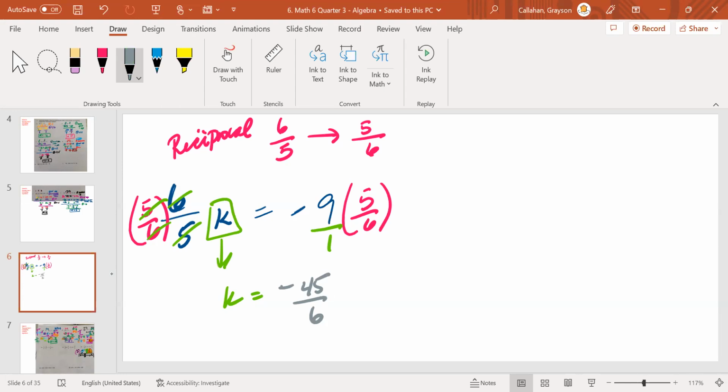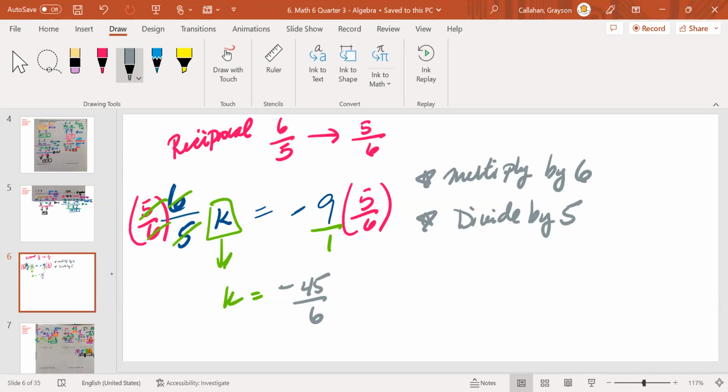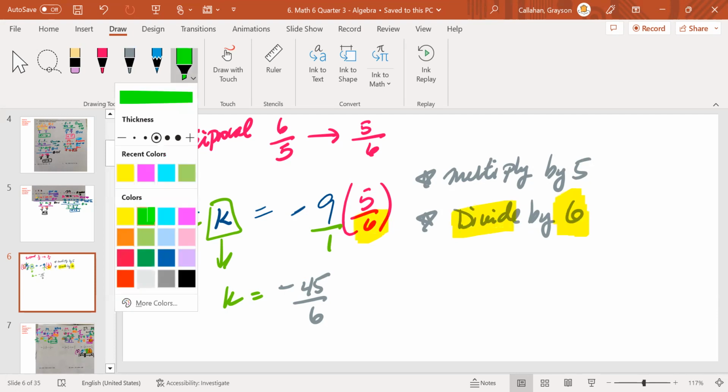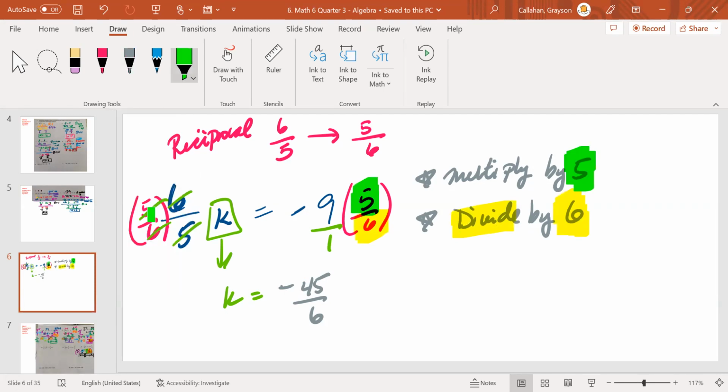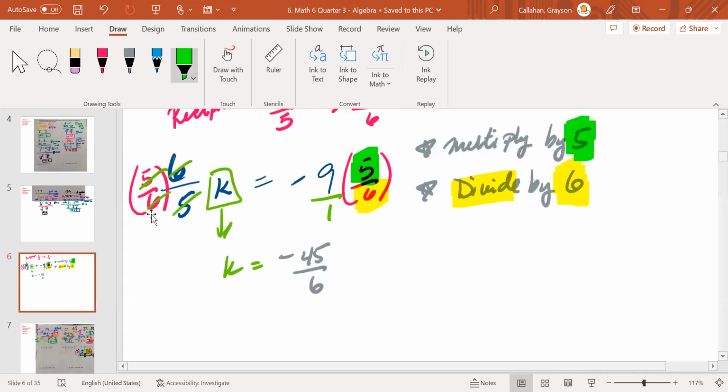Good. Do you see how that works? Because really what you're doing is you multiply by 6, right? But you also divide by 5. You're multiplying by 5. You divide by 6. You're basically doing 2 steps in 1. Do you see how when I have the divide by 6, there's a 6 on the bottom? And when I say multiply by 5, do you see how you're timesing by 5 right there? Yeah, so just make sure you understand this, okay?